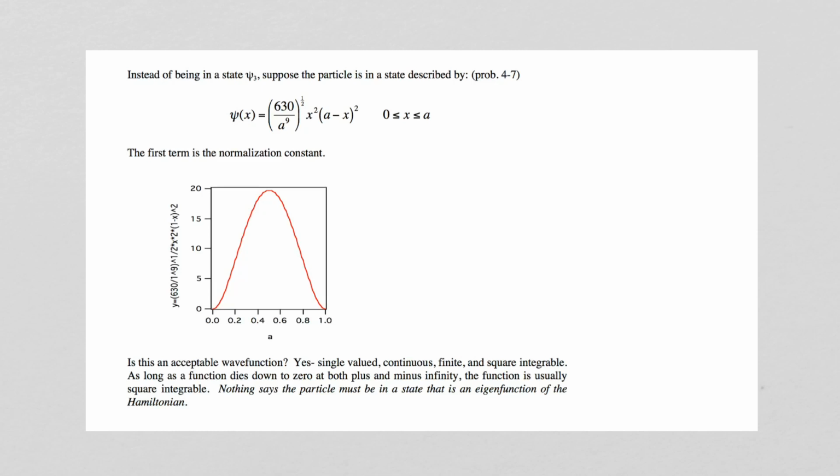Okay, so just for argument's sake, let's say that instead of being in an actual eigenstate of your system, so instead of being in state 3, our particle is in a state described by this equation here. Now, the first question to ask yourself is: is this an acceptable function? Remember, we still have to satisfy our first postulate. Is our wave function an acceptable wave function?